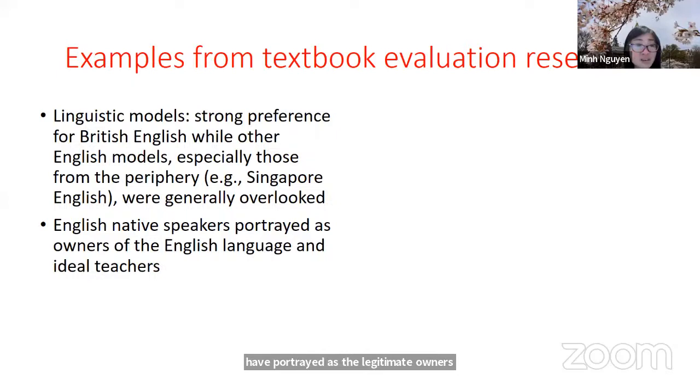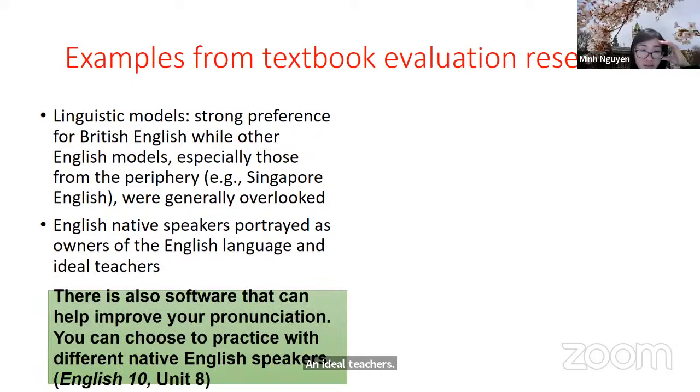Okay, so in a reading text, this one, discussing digital tools to improve English language learning, students are advised to make use of a software tool in order to improve their pronunciation with the help of different native English speakers, right? So if you read this, the text says there is software that can help improve your pronunciation. You can choose to practice with different native English speakers, right? So this implies the prestige of native speaker models or varieties over non-native speaker varieties.